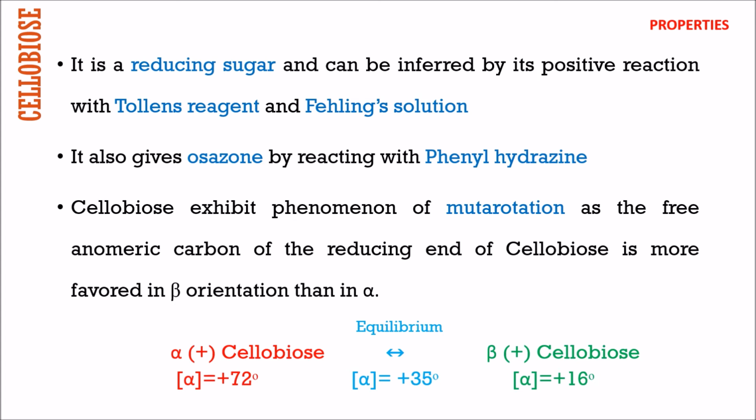Cellobiose exhibits the phenomenon of mutarotation, as the free anomeric carbon of the reducing end of cellobiose is more favored in beta orientation than in alpha orientation. Cellobiose in alpha form gives a specific rotation of plus 72 degrees, while the beta form of cellobiose gives a specific rotation of plus 16 degrees, while at equilibrium after mutarotation the specific rotation changes to plus 35 degrees.